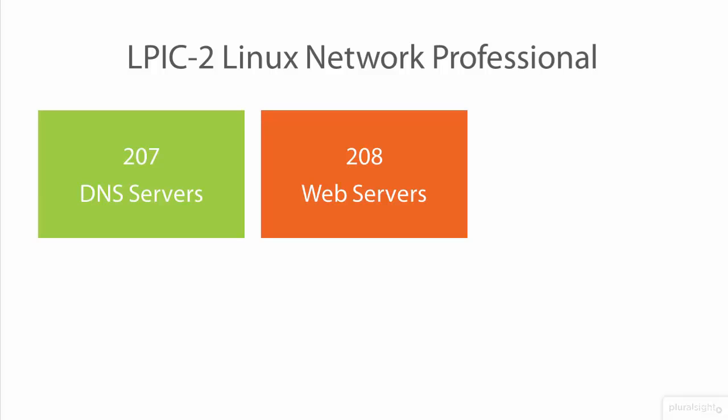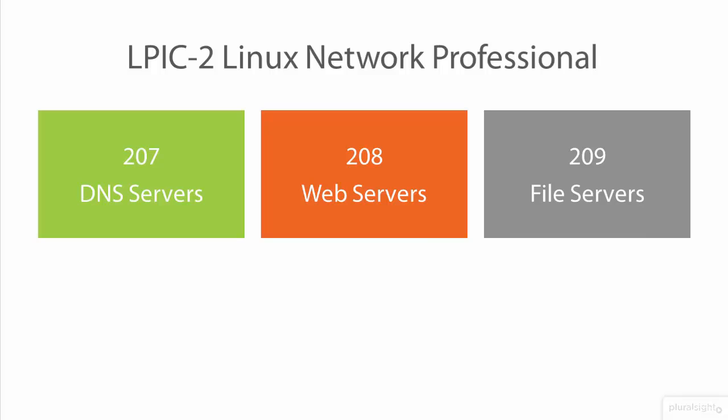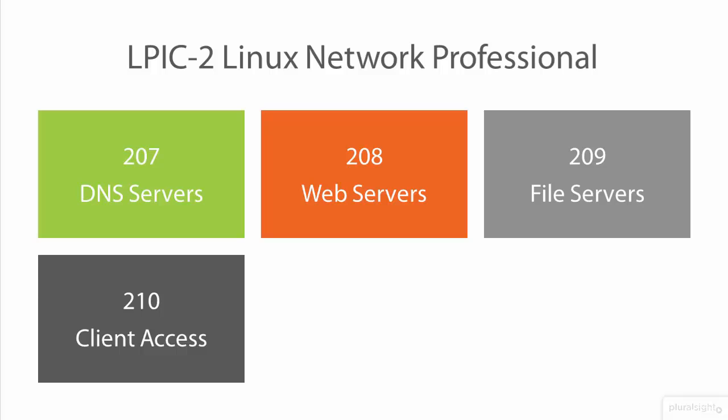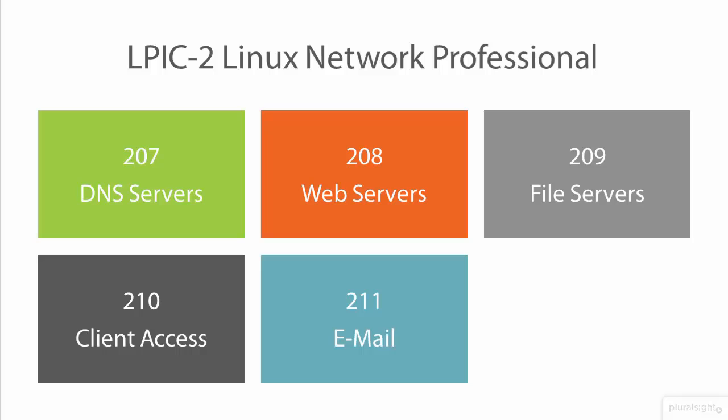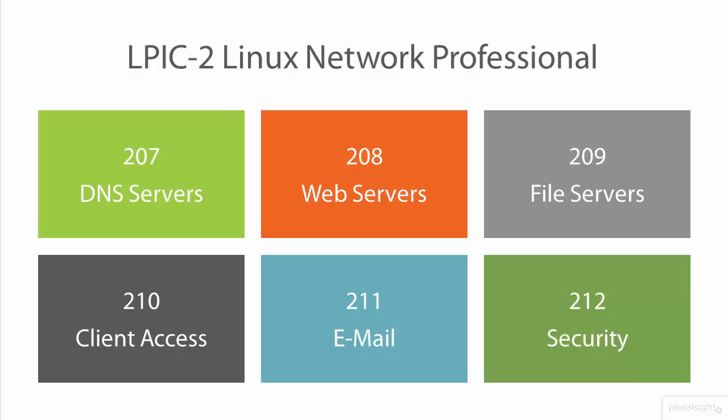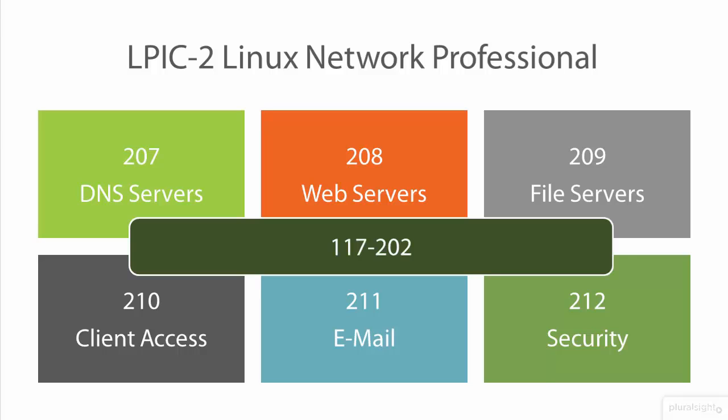Then we'll have 208 looking at web servers and services. 209 looks at file servers. Objective 210 looks at client access, Objective 211 takes a look at email services, and Objective 212 takes a look at security in Linux. So these 6 objectives go together to make exam 117-202. And again, we'll make sure that we've got the complete coverage for the 202 exam as well as the 201 exam for you on Pluralsight.